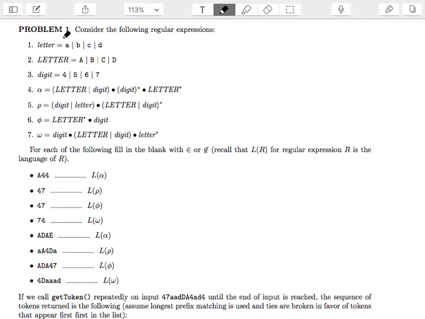So we have letter is A, B, C, or D. Capital letter is capital A, capital B, capital C, capital D. Digit is 4, 5, 6, 7. Alpha is a letter or a digit, concatenated with digit star, concatenated with letter star. I hope nobody was confused by this dot. It's just hard to read the period, so this is a concatenation operator.